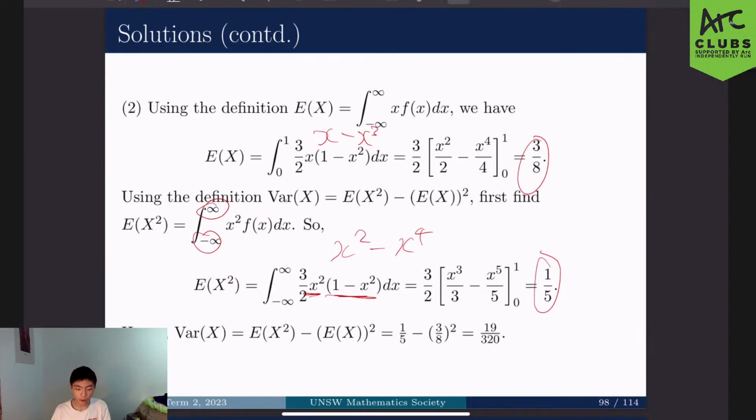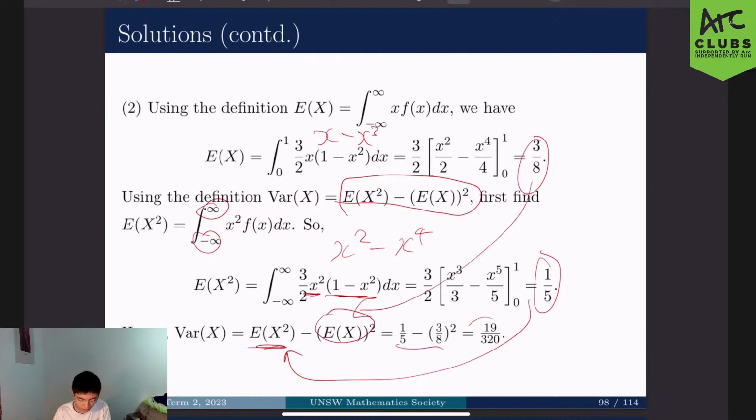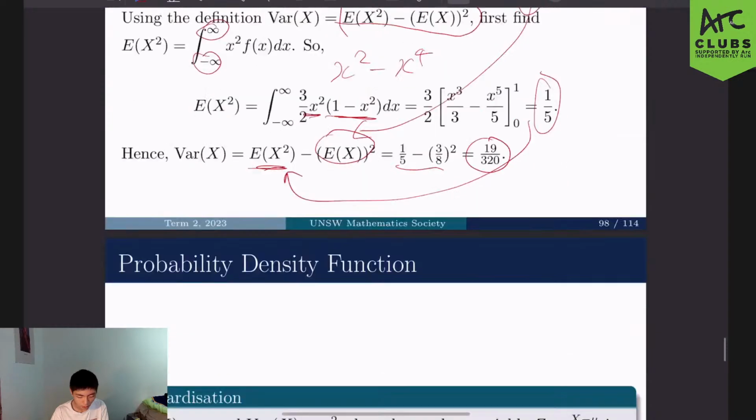Okay, to find variance, we have this useful formula that we looked at before, right? And we have this from 1/5, and this is the expected value squared. So after we sub it in, we get 19/320.